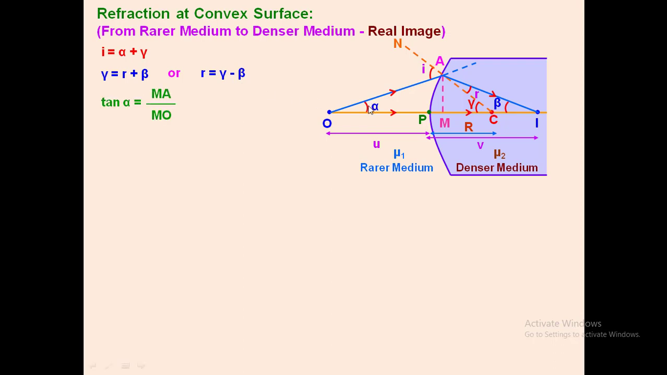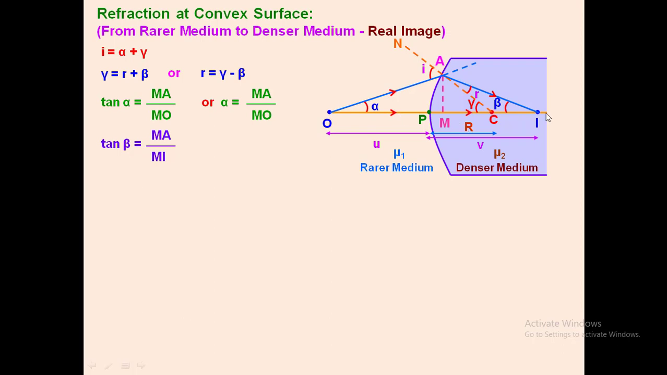Now take tan alpha. If you consider the triangle AOM, I repeat, AOM, it is a right angle triangle. I want to determine tan alpha. Tan alpha is nothing but what? Perpendicular by base. So AM or MA divided by MO. Or if you take the angles as small, as per the assumption, alpha can be written as MA by MO.